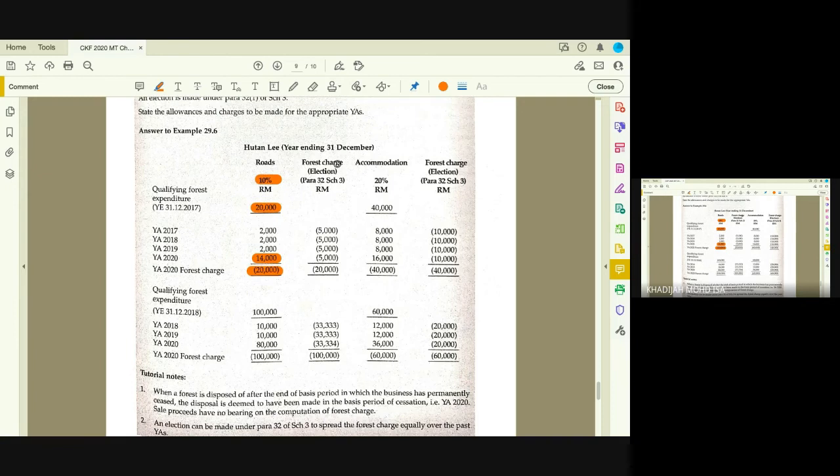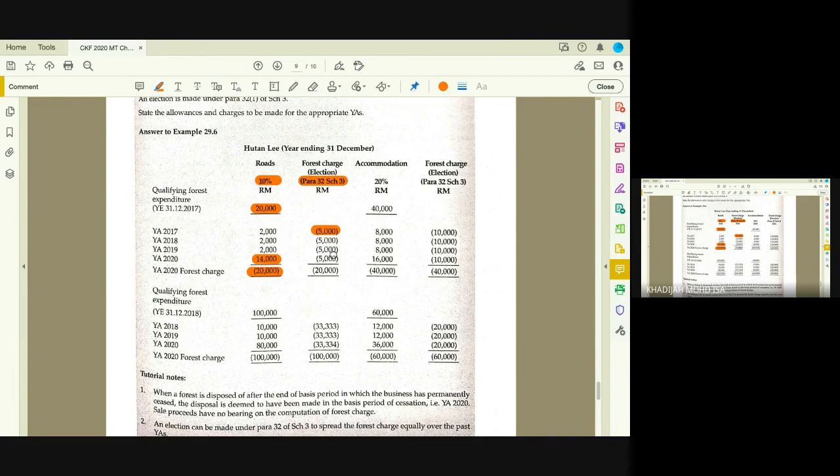Similarly, for forest charge here, this one is the election. When you dispose here, automatically you have to claw back. When you talk about forest charge, in this case you have para 32 where you talk about spread back. So the 20,000 is over 1, 2, 3, 4 years. So 20 divided by 4, 5,000 for each year will be spread back. So you have a charge of 5,000 in 2017, then you have an allowance of 2,000. So you see that the amount is not the same. Why? Because you have to apportion based on the number of years here.